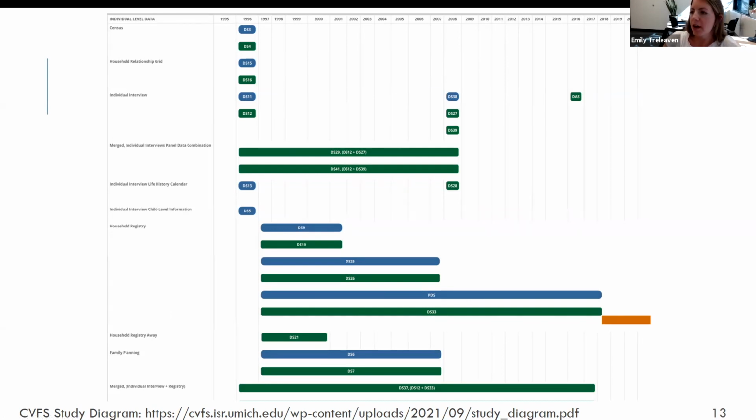I want to point out that we actually have some merged files already available for analysis. For example, a file that merges the 1996 and 2008 individual interviews into a panel.